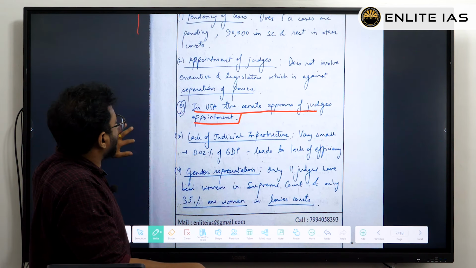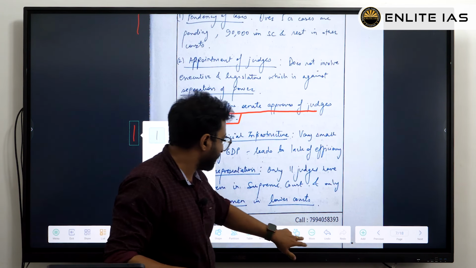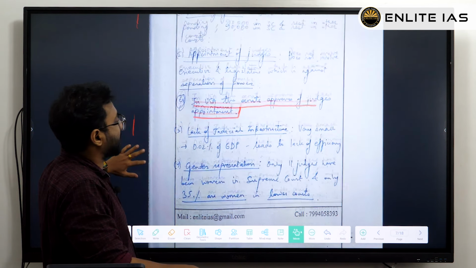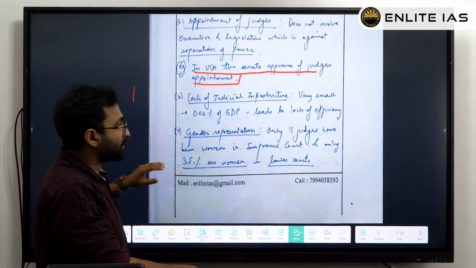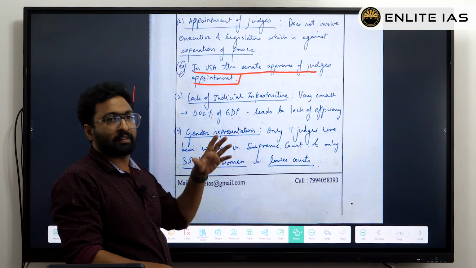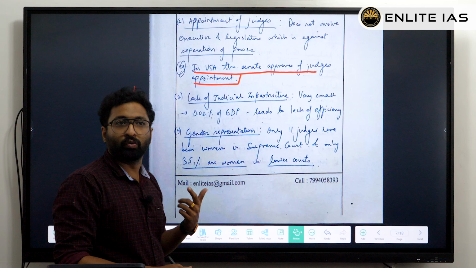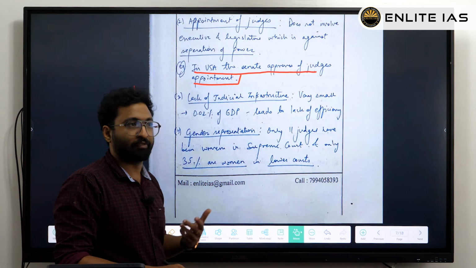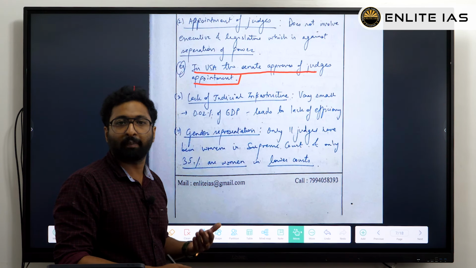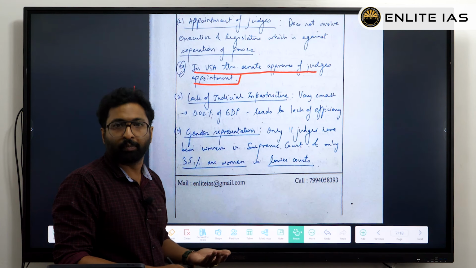I am not telling too much about the other points. The third point is the lack of judicial infrastructure. The second thing I told is to try to give examples of best practices and comparisons from around the world, which will be better.